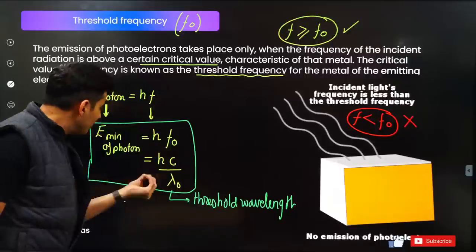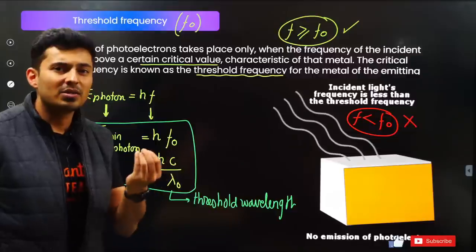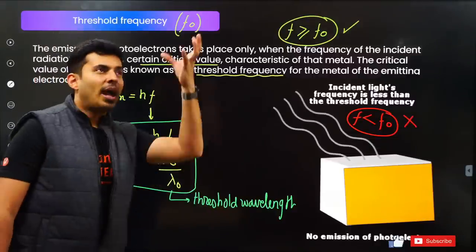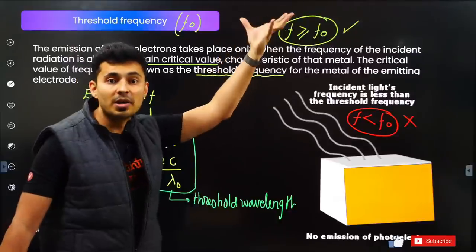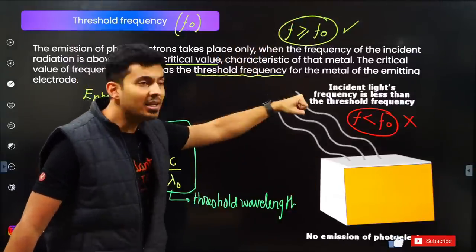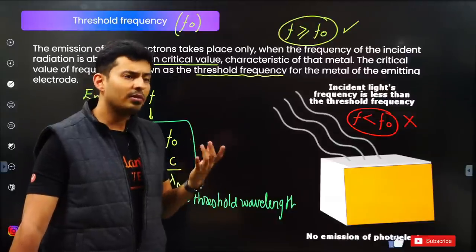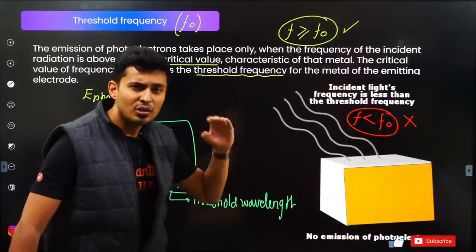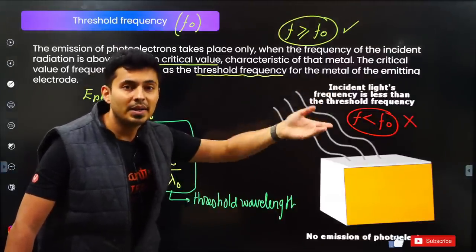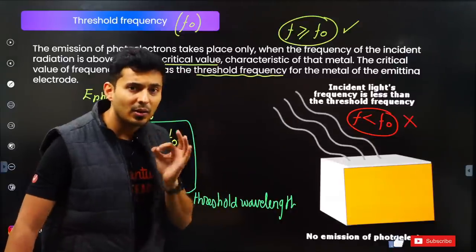Now that minimum energy of the photon which is required to pluck it out obviously depends on the metal. Just like a mango fruit might be very difficult to pluck, maybe bananas might be more difficult. Same way, when you pluck that electron from copper, it might be difficult. From aluminium, it might be very, very difficult. From maybe gold, it might be very easy. So it depends on the material. So every metal will have a different threshold, agree or disagree?